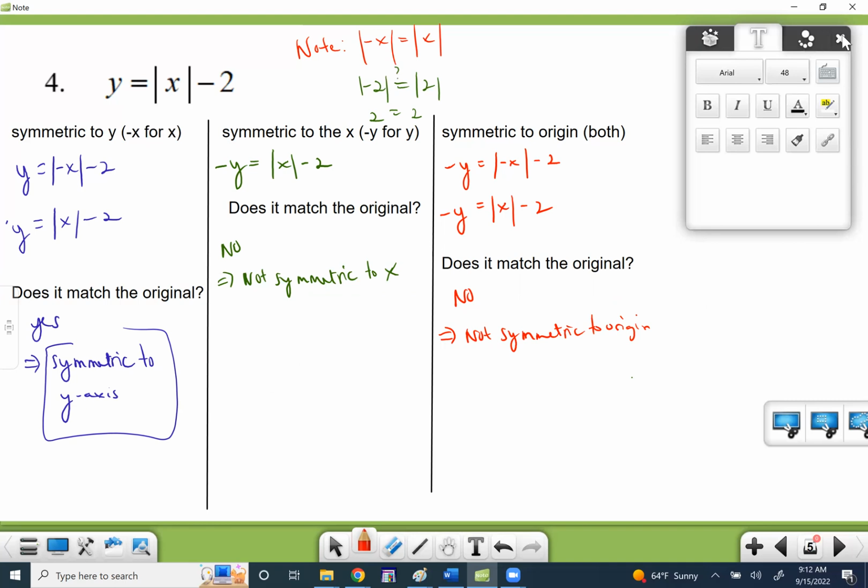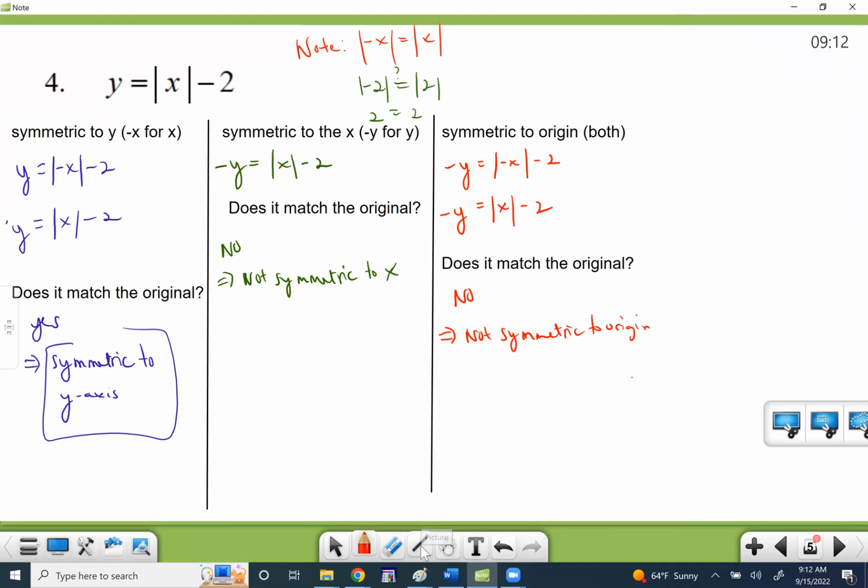Now let's go in here and back this up with the visual. Okay, so let's get ourselves a little XY axis going. So an absolute value, if you recall, is a V, right? And because there's a -2 on the back end, this V will have been shifted down 2 spaces. Okay, so this does indeed look the same on both sides, right? So if I'm looking at the y-axis, symmetry to the y-axis looks great. Okay, so totally supports our answer.